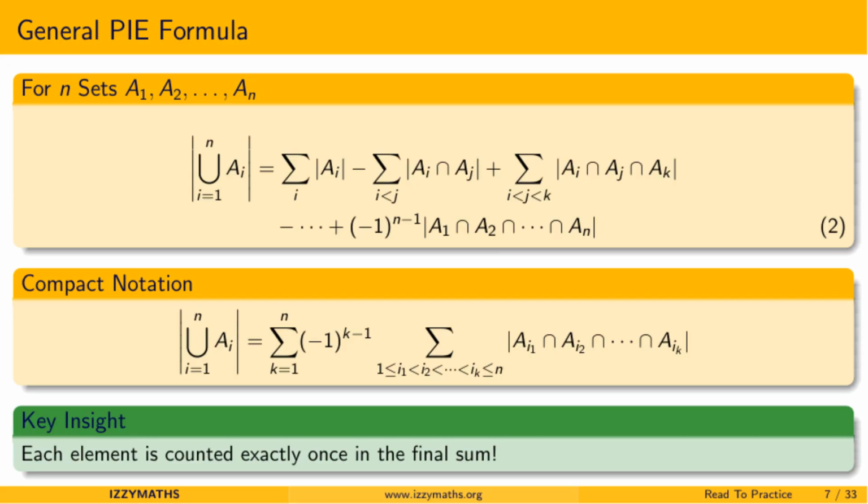intersection An. In compact notation, this becomes the sum from k equals 1 to n of negative 1 to the power k minus 1 times the sum over all combinations of k indices of the absolute value of the corresponding intersection. The key insight is that each element is counted exactly once in the final sum, regardless of how many sets it belongs to.